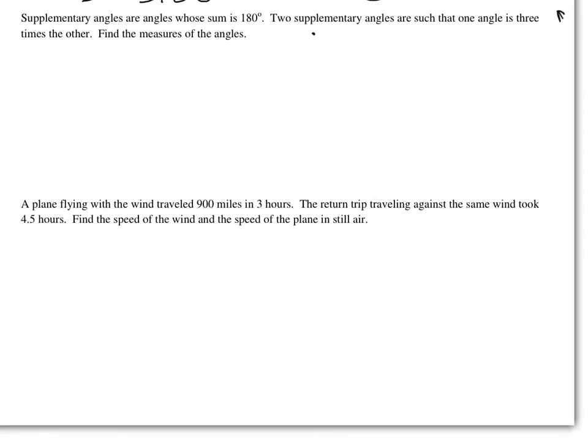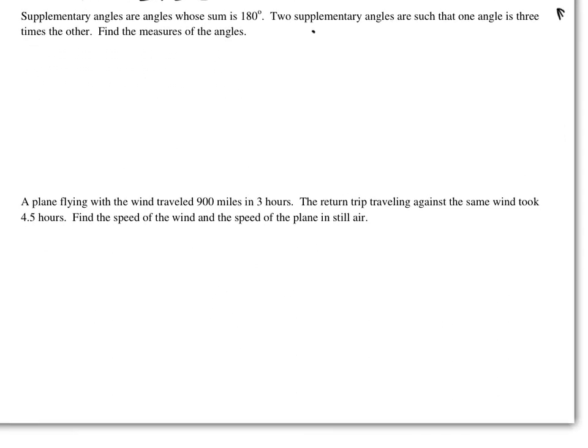Supplementary angles are angles whose sum is 180 degrees. Two supplementary angles are such that one angle is 3 times the other. Find the measures of the angles. So we need variables for these angles. Let's use x and y. Why not? Their sum is 180.